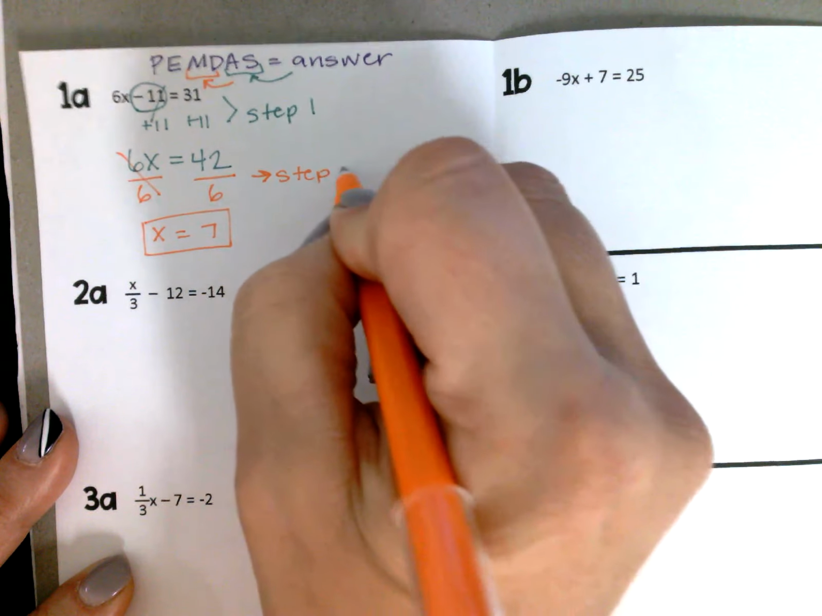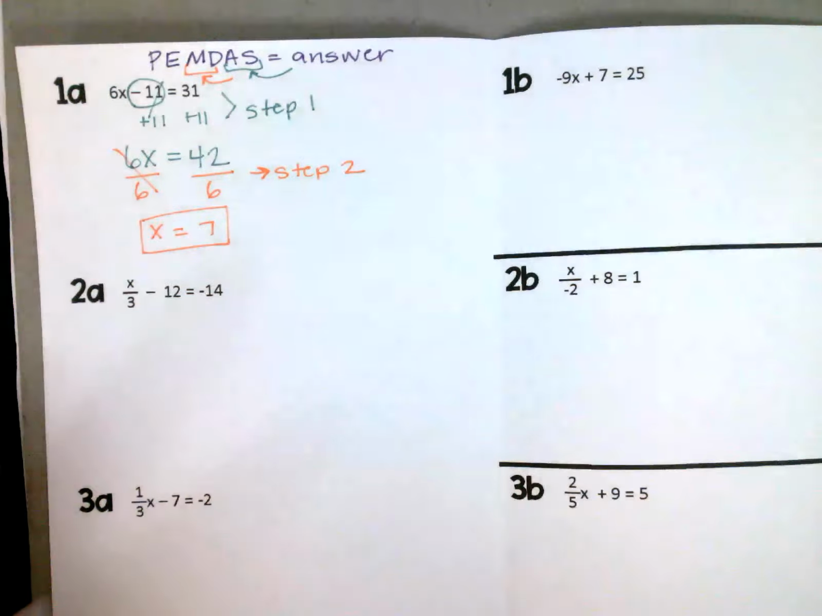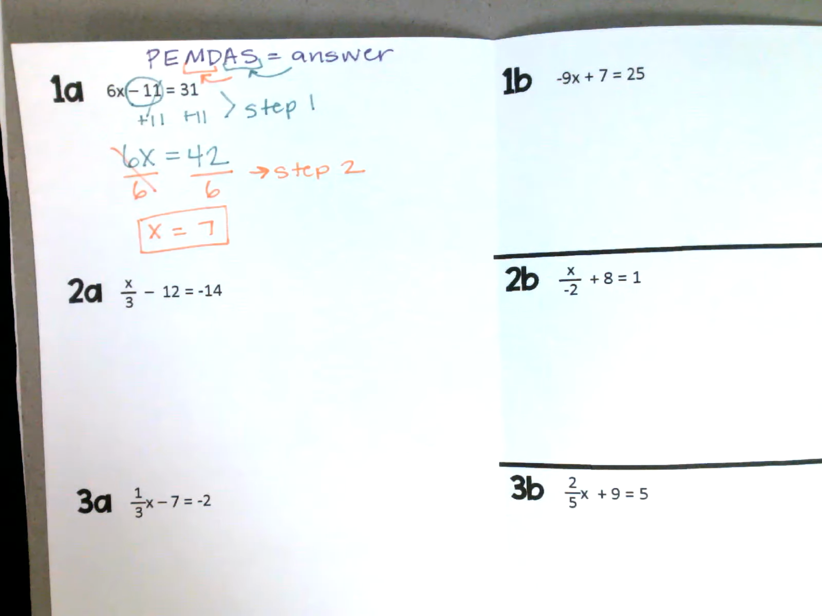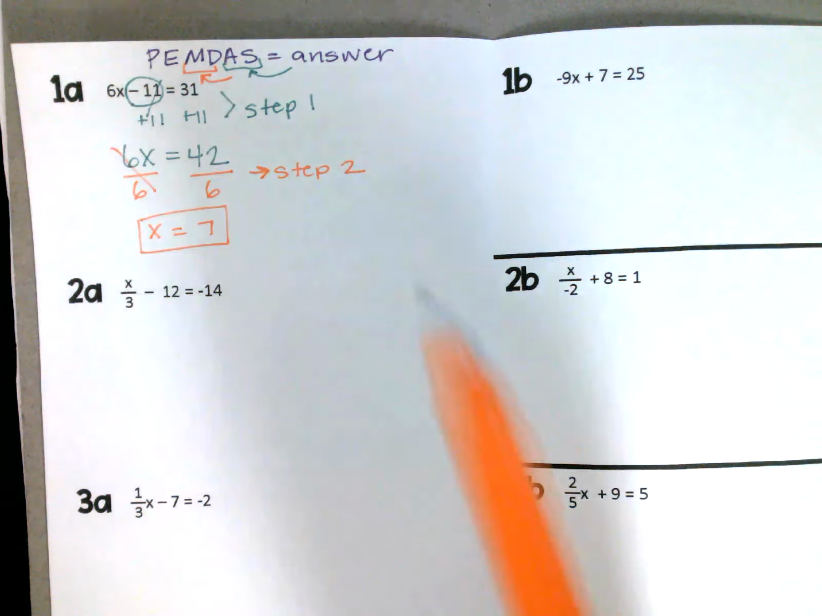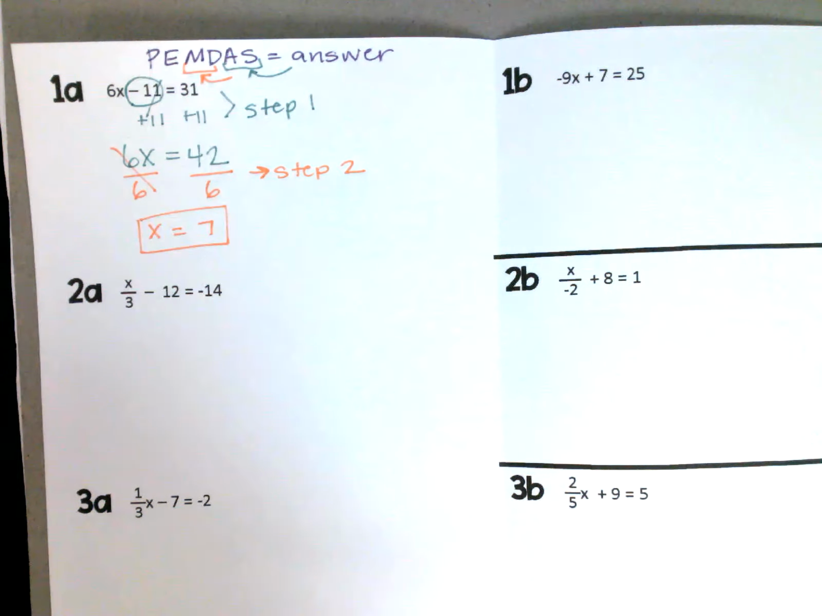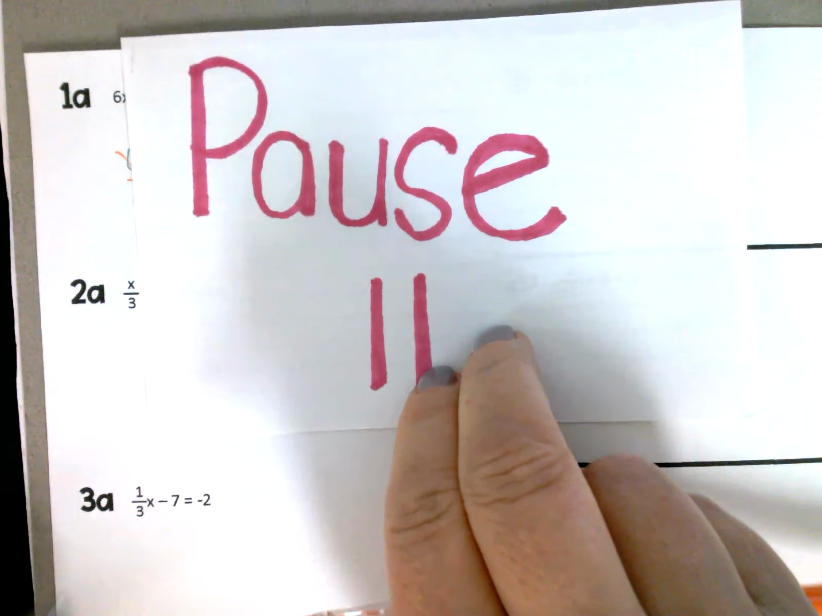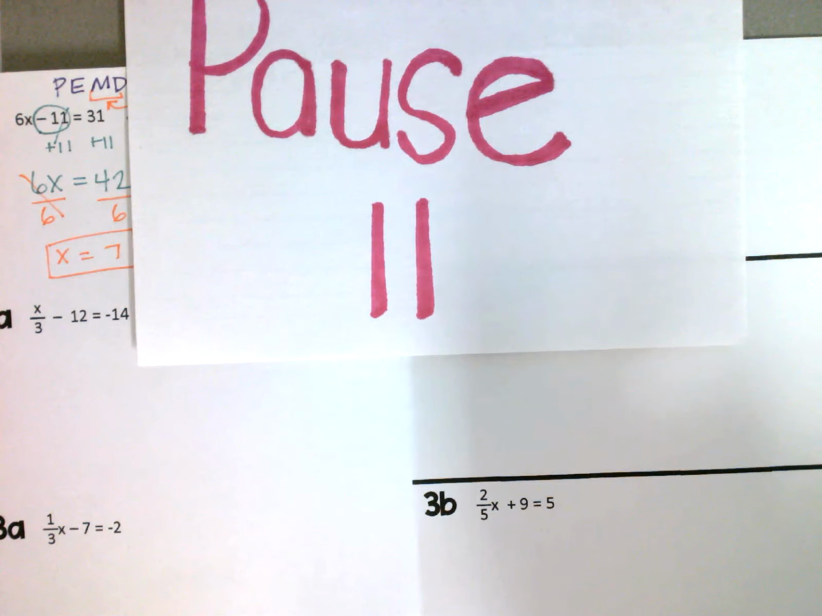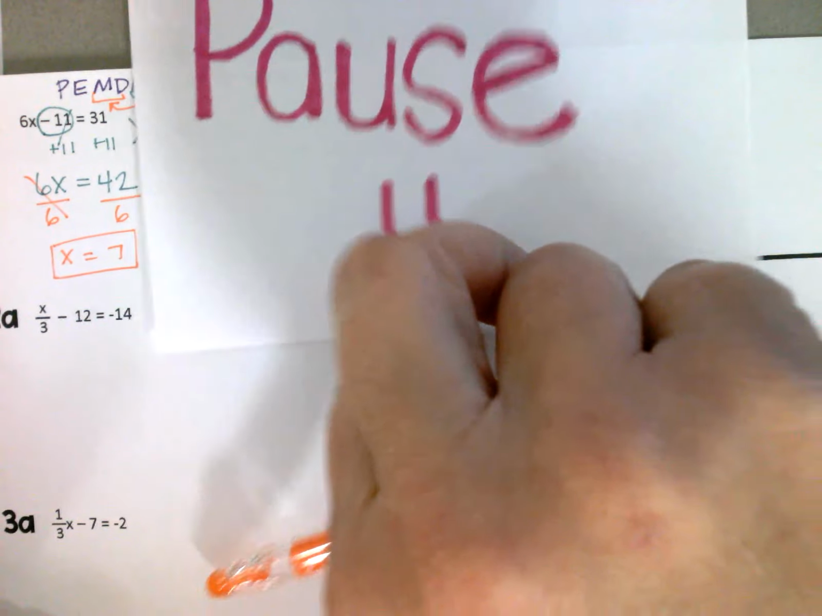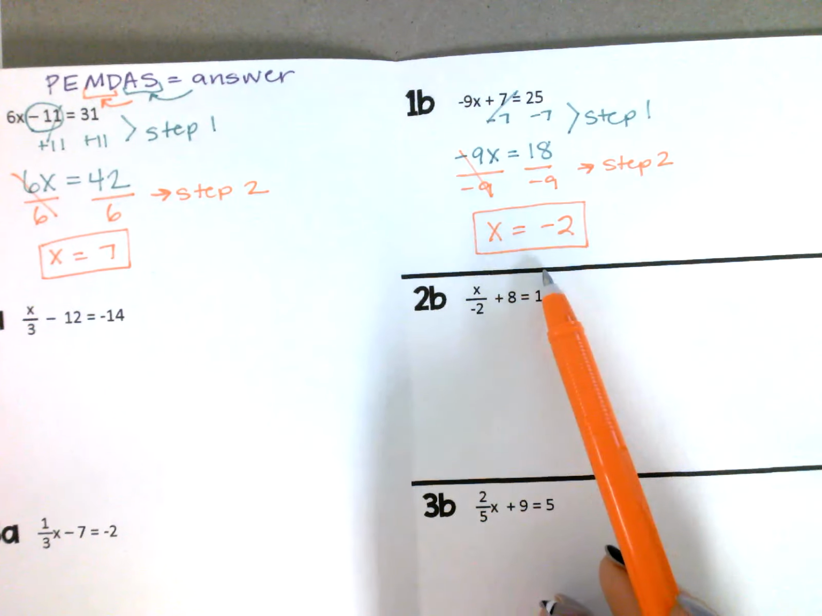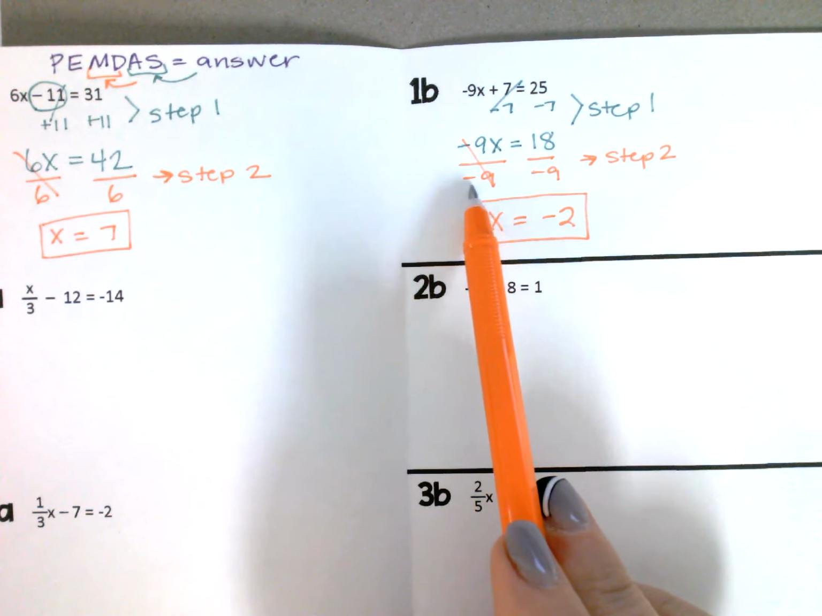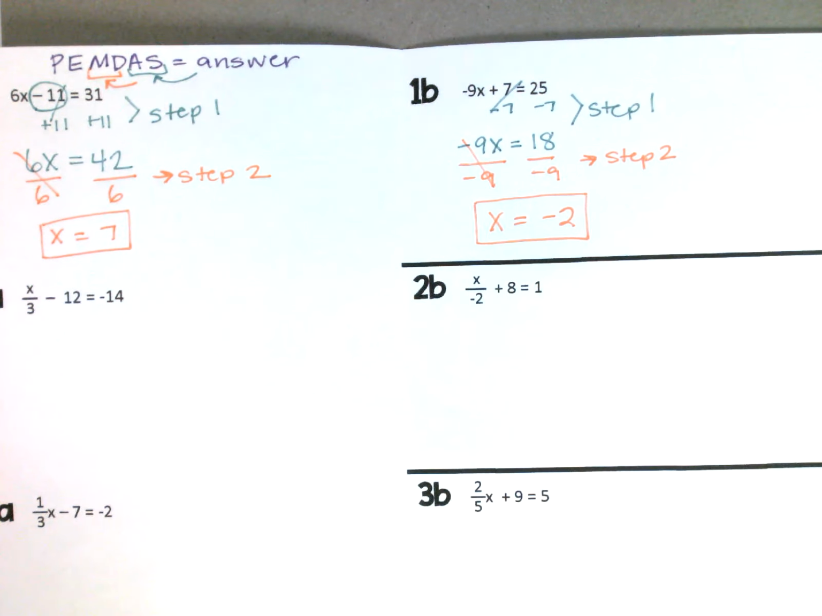Step 2. I would like you to pause the video and do problem 1B. It's 2 steps. You're going to undo adding and subtracting, and then you'll undo multiplying or dividing. Pause the video, please. Thank you for pausing the video. I hope that you ended at -2. I subtracted 7 to get 18, had to divide by -9, and I got -2.